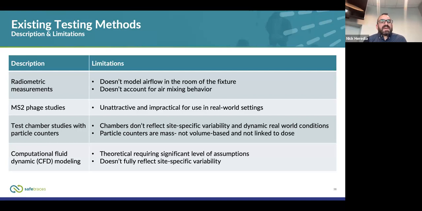You could conduct test chamber studies, of course, and use particle counters and model this, but the chambers really don't reflect the site-specific location and the variability that you'd have in that real-world dynamic. And particle counters are typically based on mass and not really on volume, so it's difficult to get the dosage. You could do computational fluid dynamic modeling, or CFD, although this isn't really practical for every installation site, and it's theoretical and requires a lot of assumptions being made. Next slide, please.